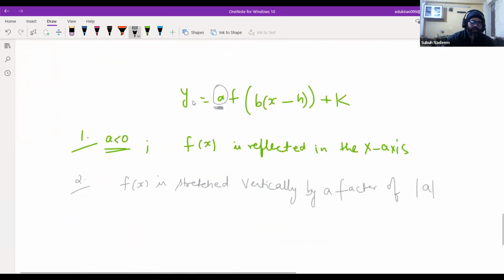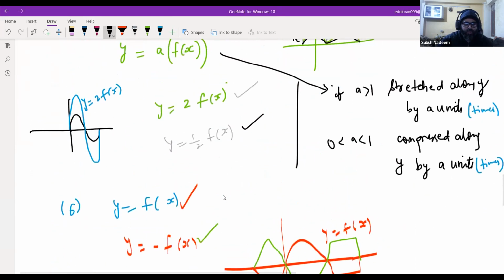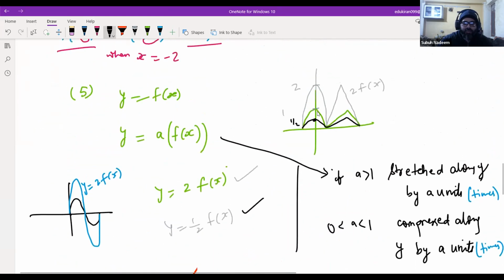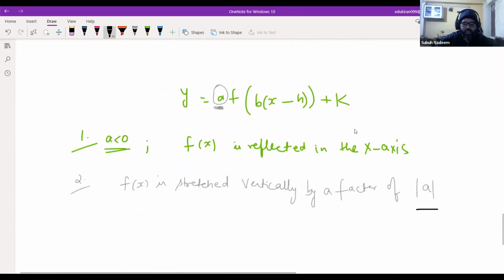And here they have not given a separate point. It simply means that if A is less than 1 and greater than 0, the function becomes that many times less, which means it will get compressed. So they have given this in one statement, covering both the stretching and the compressing. If A is greater than 1, it will become larger. If A is less than 1, it will become shorter. Have you got it?